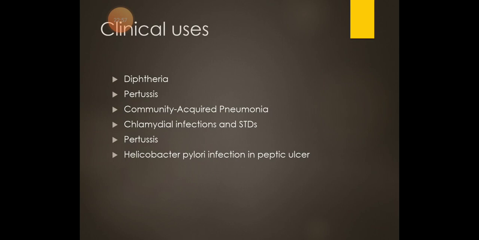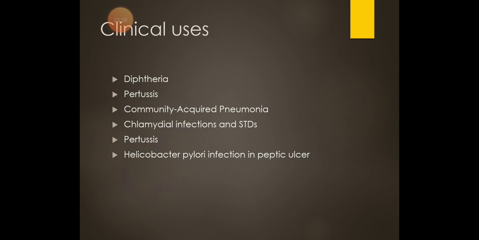Chlamydial infection and STDs. So macrolides are very effective in treating those things. Uncomplicated urethral, endocervical, rectal, epididymal, respiratory, neonatal, ocular chlamydial infections caused by Chlamydia trachomatis can be easily controlled with this group of drugs. A single dose of 1 gram azithromycin has been found to provide complete cure for urogenital chlamydial infections.